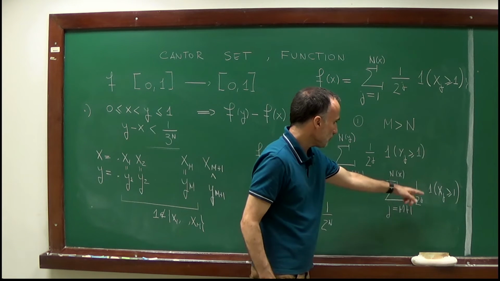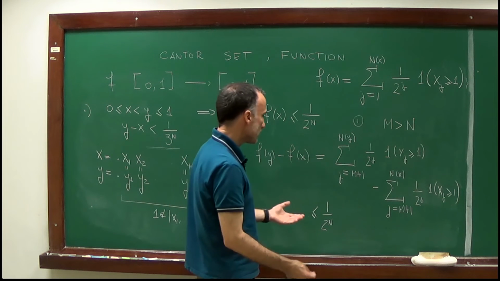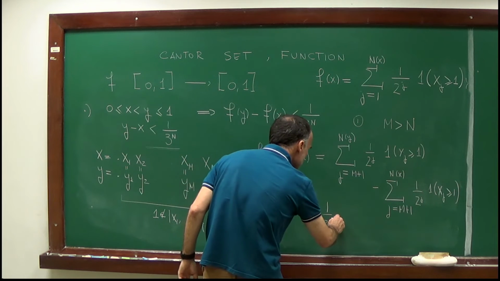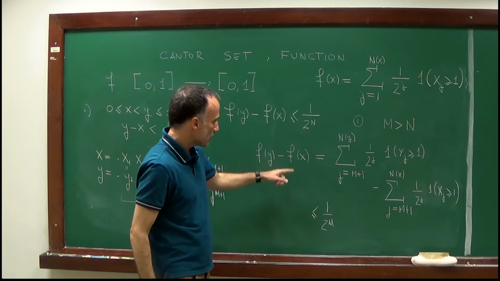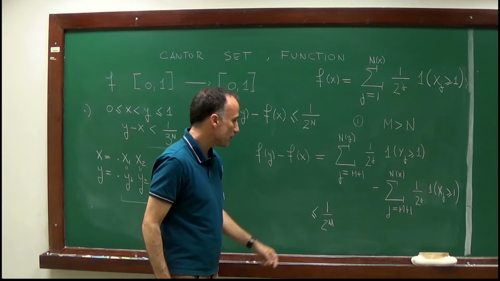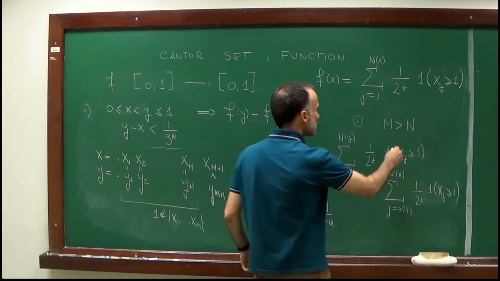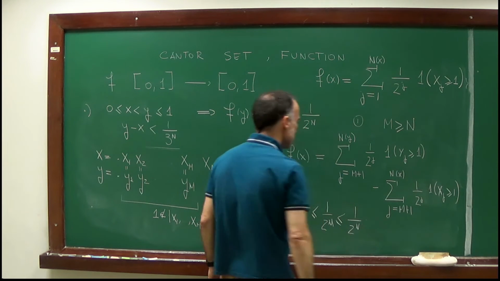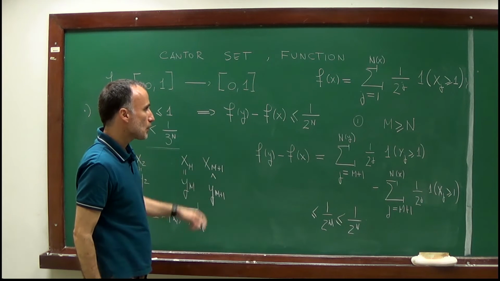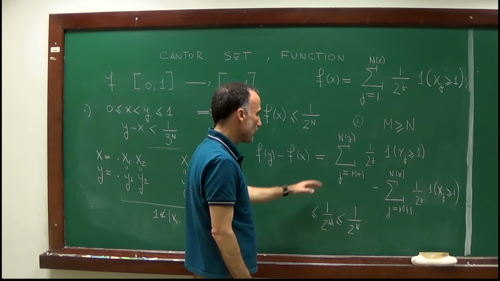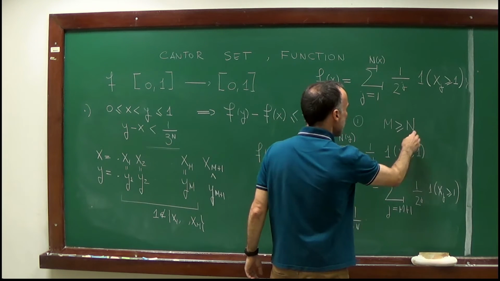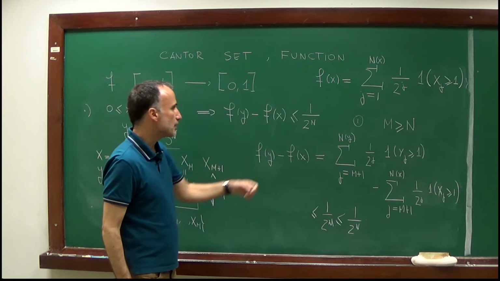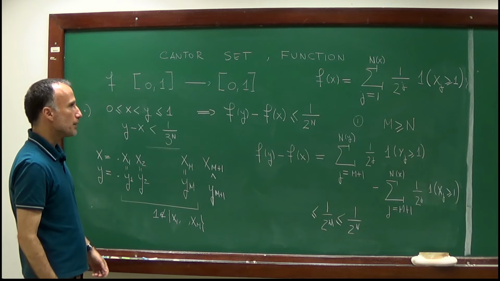While in this term, well, it's negative, so we get a bound, and this shows that f(y), I'm sorry, here it's m, f(y) minus f(x) would be bounded by 1 divided by 2 to the power m. So if m is larger or equal to n, this is less or equal than 1 over 2^n, and we have proved. So this simple computation shows that if m is larger or equal than n, f(y) minus f(x) is indeed less or equal than 1 over 2^n.